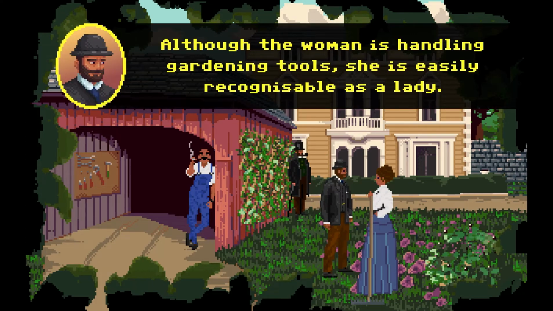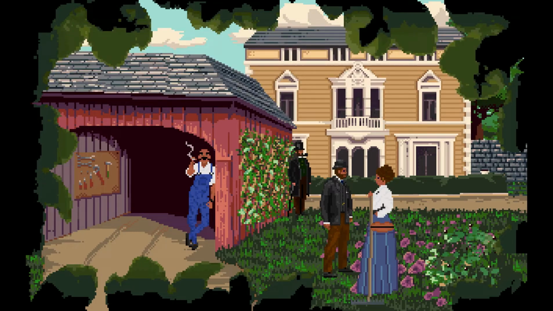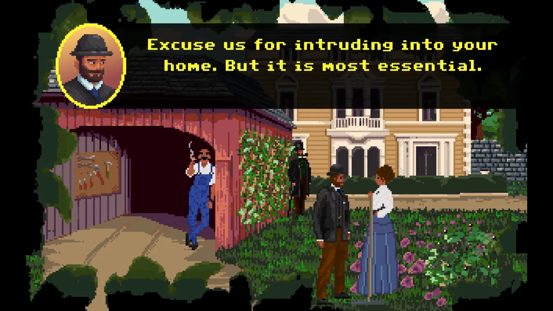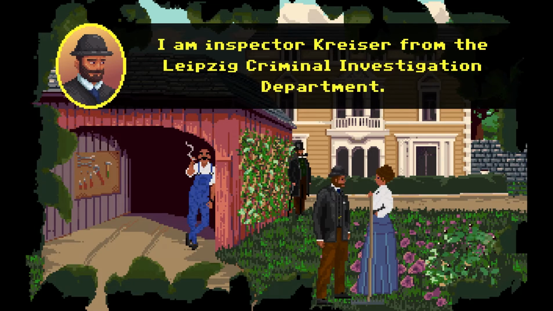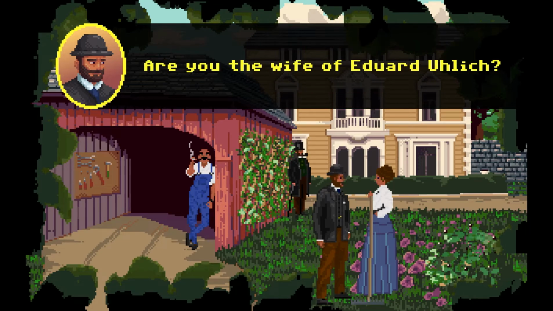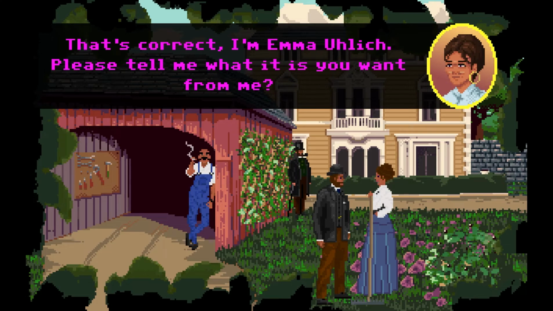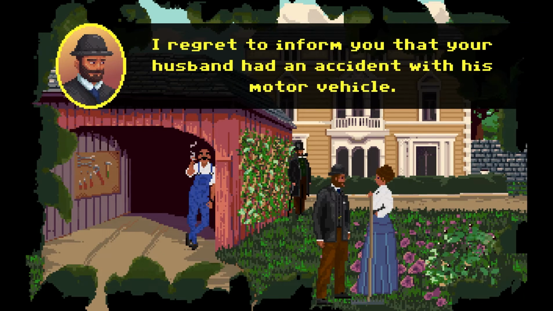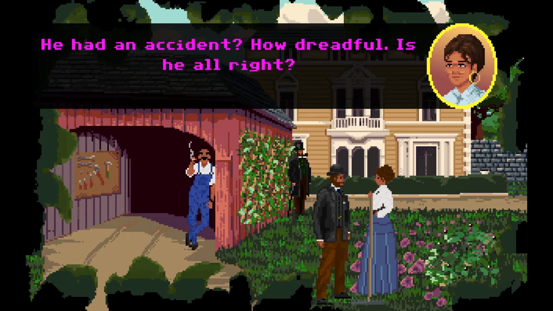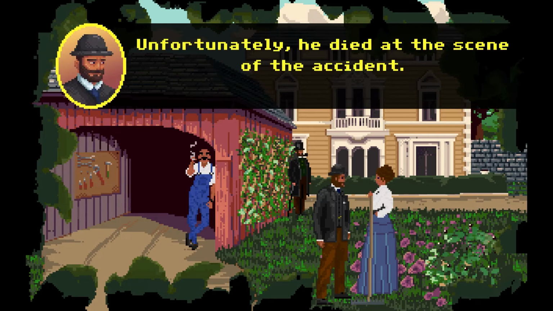Although the woman is handling gardening tools, she is easily recognizable as a lady. Entschuldigen Sie, dass wir in Ihr Heim eindringen. Es ist leider unerlässlich. Ich bin Kommissar Kreiser von der Leipziger Kriminalpolizei. Sind Sie die Ehefrau von Eduard Ulich? Richtig. Ich bin Emma Ulich. Sagen Sie mir bitte, was Sie von mir wünschen. Ihr Ehemann hatte heute Morgen einen Unfall mit seinem Motorwagen. Er hatte einen Unfall? Wie schrecklich. Geht es ihm gut? Er ist leider noch an der Unfallstelle verstorben.